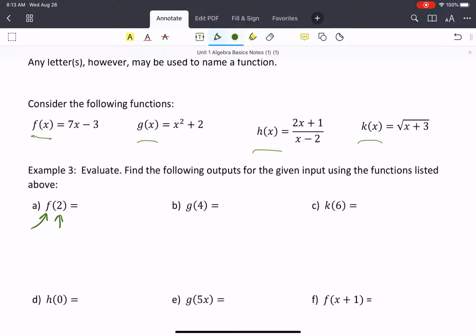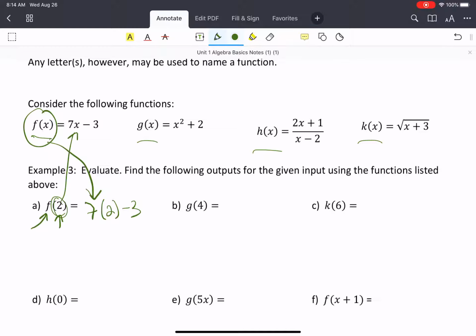So let's take f, which is this one, and then I'm going to plug in the 2 for the x. How did I know which of the 4 functions to choose? It has the letter. That's the name of the function. And how did I know what to replace the x with? It has the number in the parentheses, right?